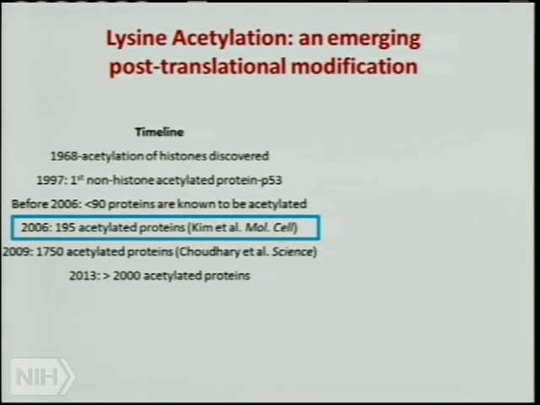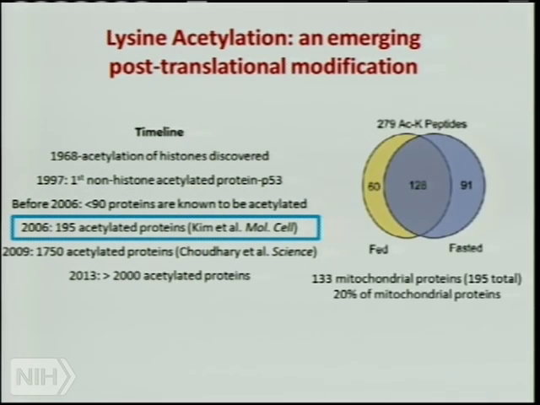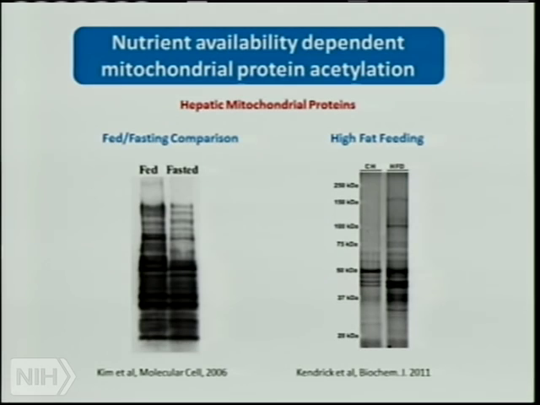And the most interesting thing about this study in 2006 was that they noted a difference in which proteins and which lysine residues were acetylated depending on the fed or fasted state, and this is in the liver. They also noted there was a high enrichment of acetylated proteins in the mitochondria. And this is an immunoblot from the liver from the Kim paper in 2006, and they show that some proteins which were acetylated in the fed state, this is an antibody to acetylated lysine, are deacetylated in the fasted state.